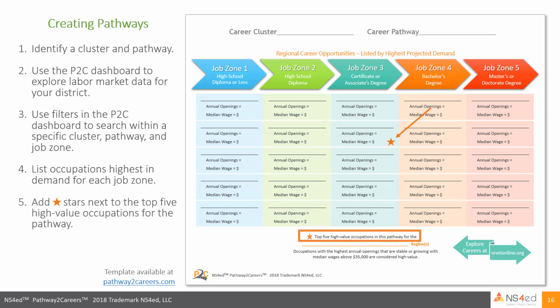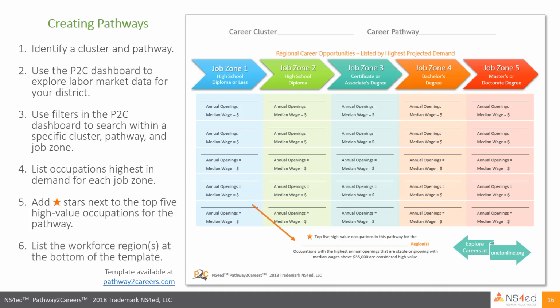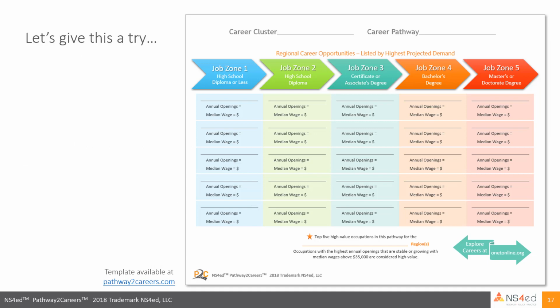After you have listed occupations by demand within each zone, add stars next to the top 5 high-value occupations for the pathway. In the P2C dashboard, high-value occupations can be easily identified using the Perkins 5 filter at the top of the data tables. Finally, list the workforce region for your district at the bottom of the template. You can find this information in the P2C dashboard displayed in the text at the top of the data tables. Let's move into the P2C dashboard now and look at how we can use the data in the dashboard to complete this template.